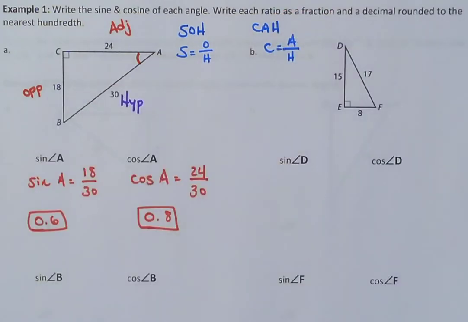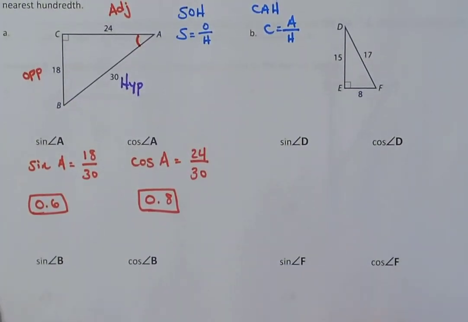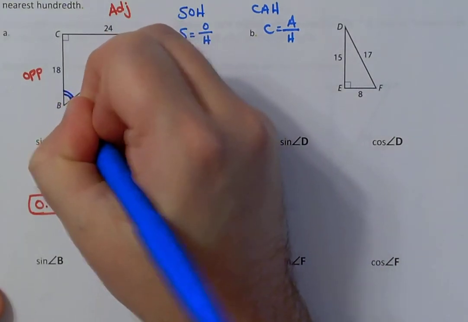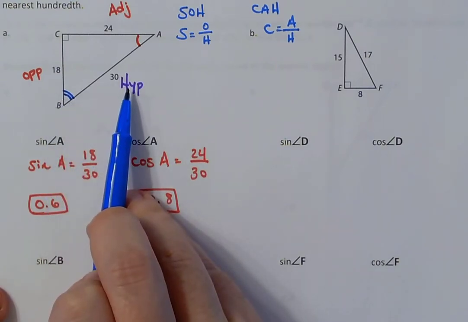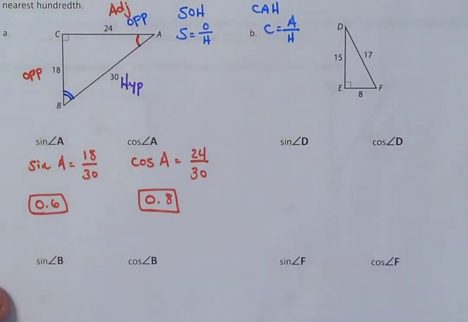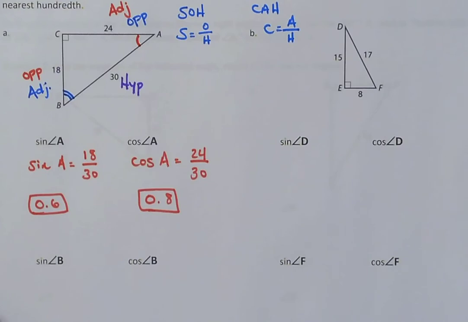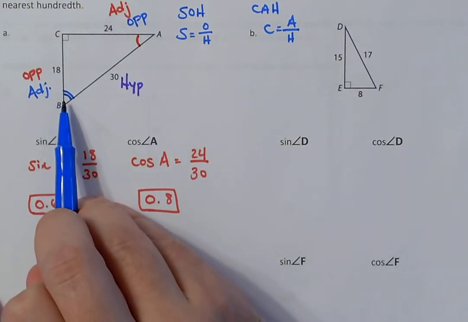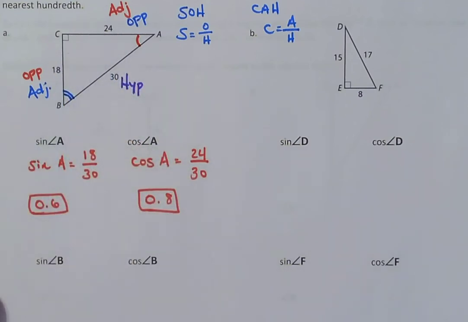All right, now before we continue on, let's finish off example 1, part A. Set this up a little more for us. So we have to figure out the sine of B and the cosine of B. If B is our reference angle, 30 stays as our hypotenuse, that doesn't change. Our side opposite, though, is now 24, and the side that is adjacent is 18. So, in terms of B, 30 is the hypotenuse, 24 is the opposite, and 18 is the adjacent.